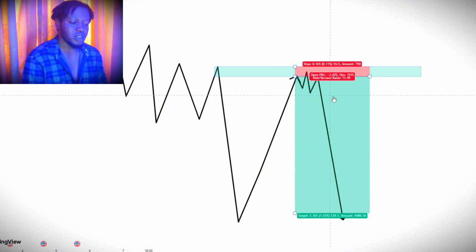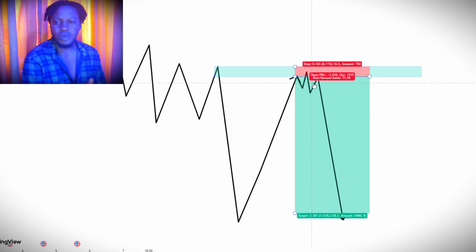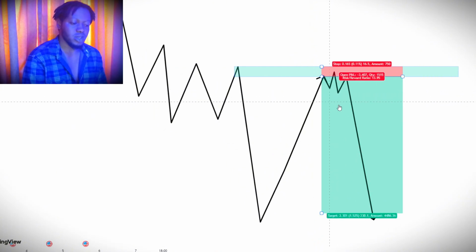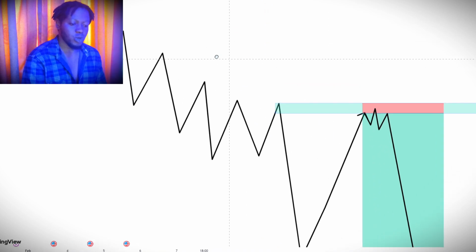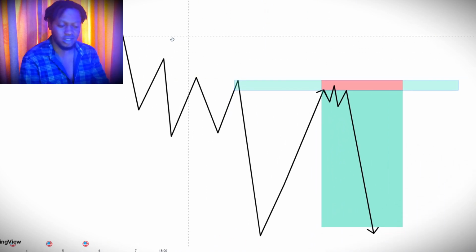But if you are having this shift of structure to the downside, then you know that price is going to turn bearish again. So you are still trading bearish. All right, so this is how you do it. Now let's go to the charts. Let me show you how I made use of this supply and demand strategy.